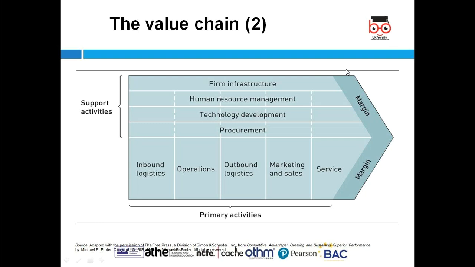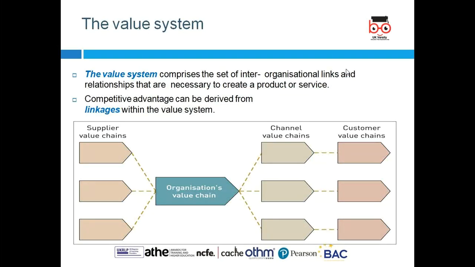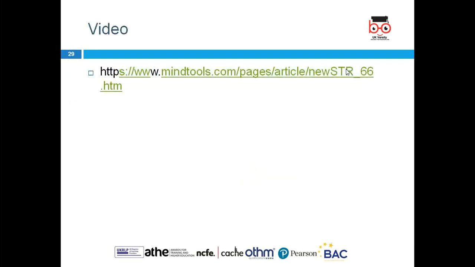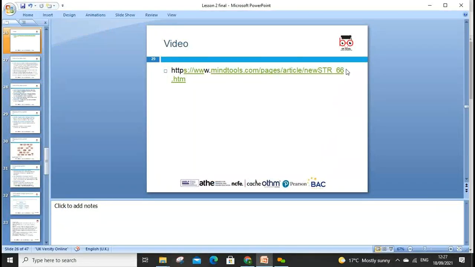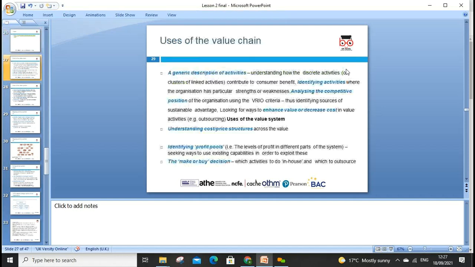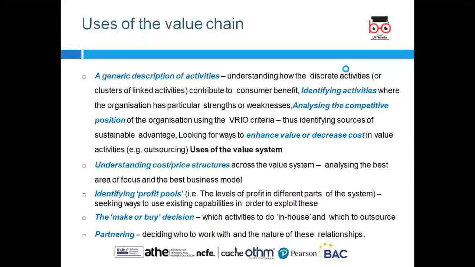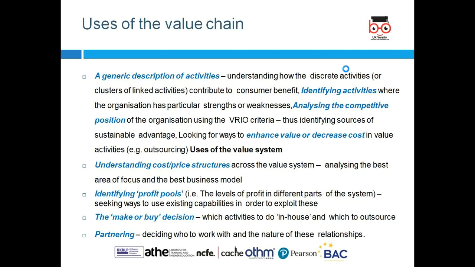We can't isolate them from each other, the support and the primary activities. If your primary activity does not perform and the support activity does not support it, we can't really achieve our organization's competitive advantage. The value system comprises a set of internal linkages, the relationships between departments and services, which ultimately help to achieve our advantage. This is one of the videos, quite good to watch, that will help to enhance the value chain model application side. So please watch in your time, and if you have any questions we can go through them in the next lesson.